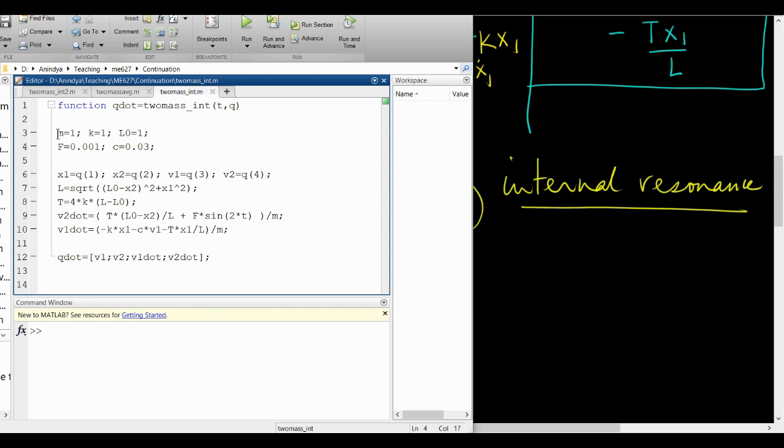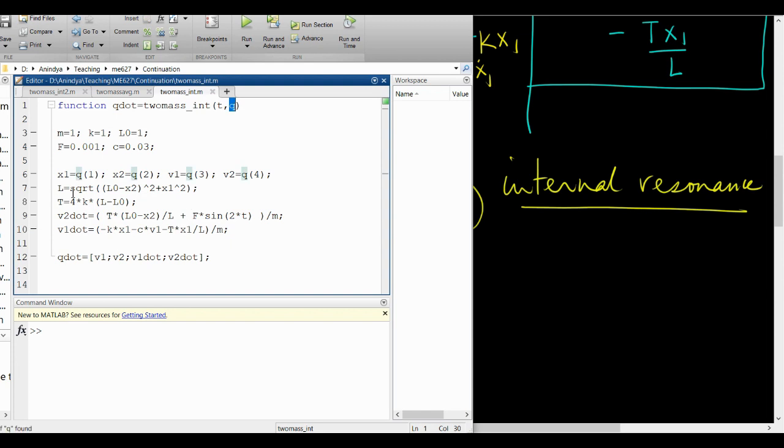By choosing units of mass, I have made the mass 1. By choosing units of length, I have made L0 equal to 1. By choosing units of time, I have chosen this k to be 1. I can do that. There is no real problem. You can think of these as non-dimensional now. Now I have x is q1, x2 is q2, x1 and x2, v1 and v2. That is my state vector.